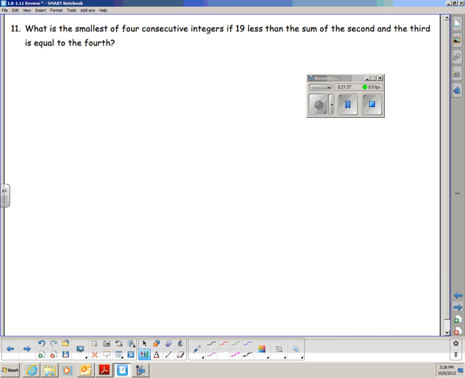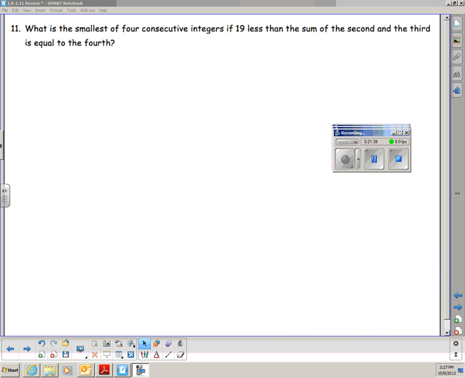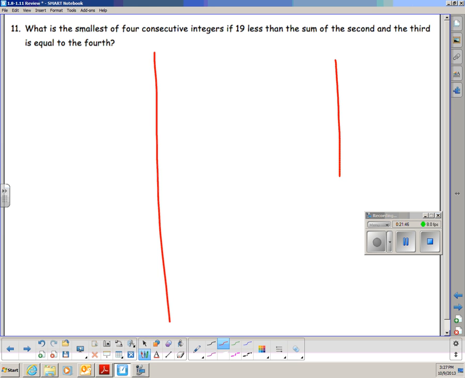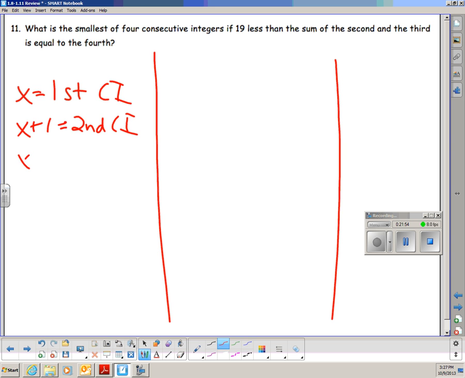Okay, next question, number 11. What is the smallest of 4 consecutive integers? Boom. Once I see 4 consecutive integers, I know my setup. X is my first one. Add 1 for the second. Add another 1 for the third. Add another 1 for the fourth.